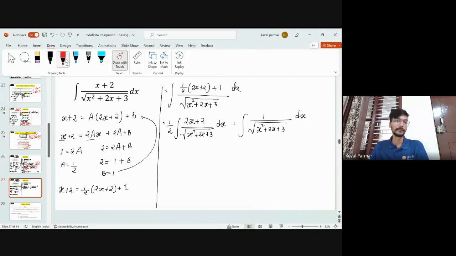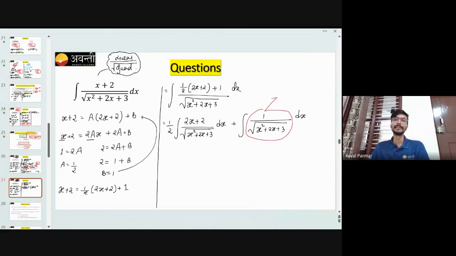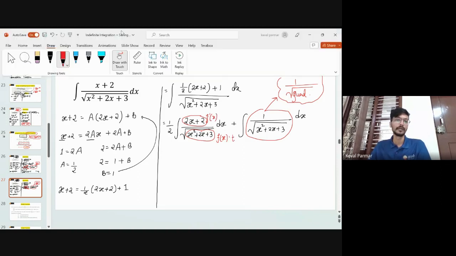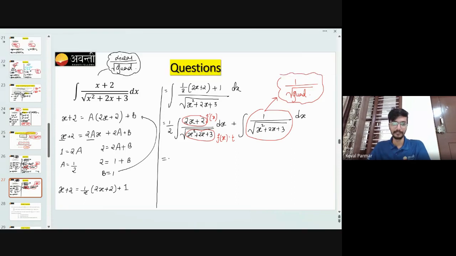Now, what is this? If you remember, this is the completing square method. That is 1 upon under root of quadratic. You can do this again at home. Here, please see, if I take it as f of x, so this becomes my f dash of x. And we put f of x equals t. Correct? So that means I will get 1 upon 2 integration of 1 upon root t dt.